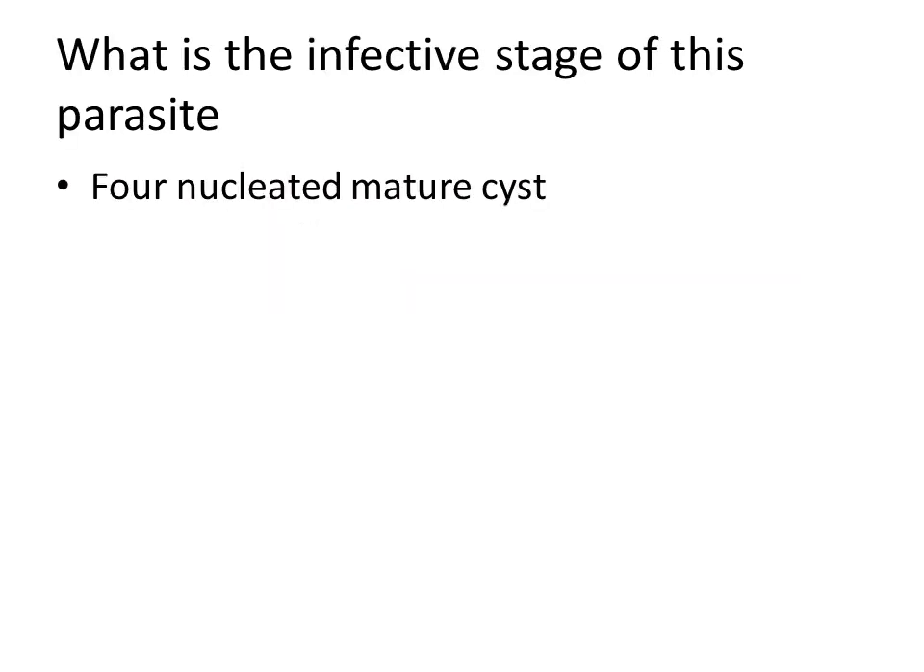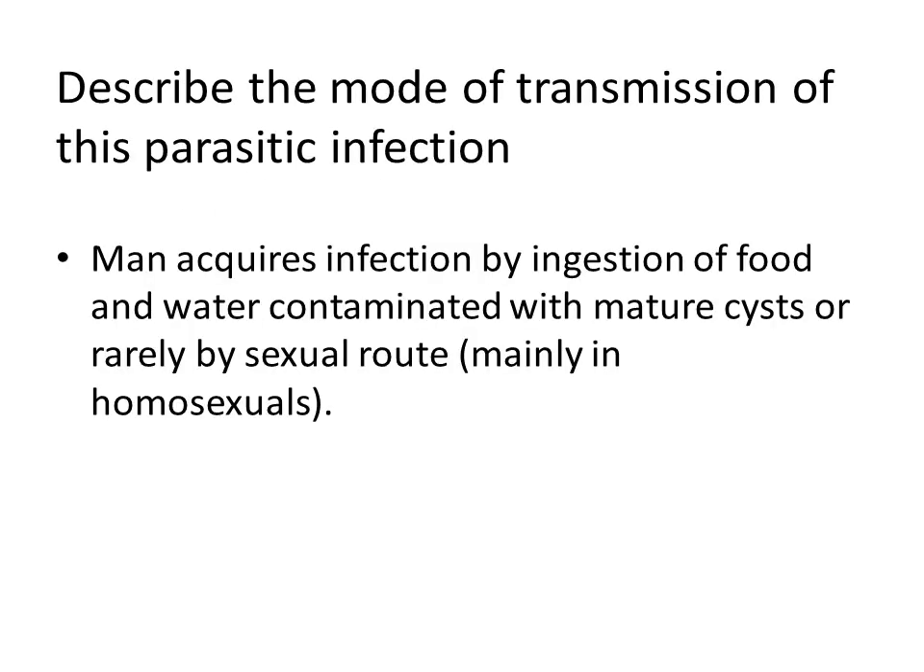What is the infective stage of this parasite? The quadrinucleated mature cyst is the infective form of this parasite. Describe the mode of transmission of this parasitic infection. Humans get this infection by ingestion of food and water contaminated with mature cysts, and sometimes, rarely, by the sexual route, mainly homosexual.